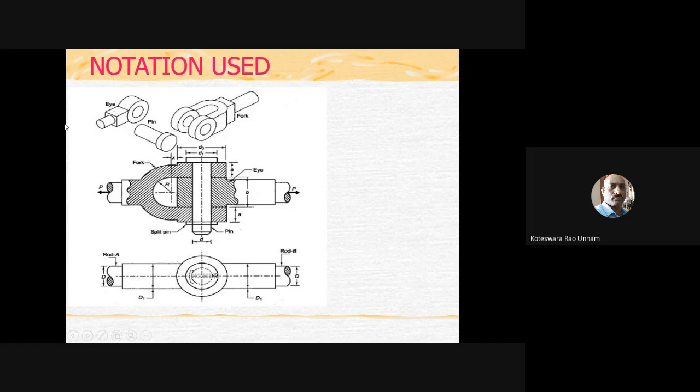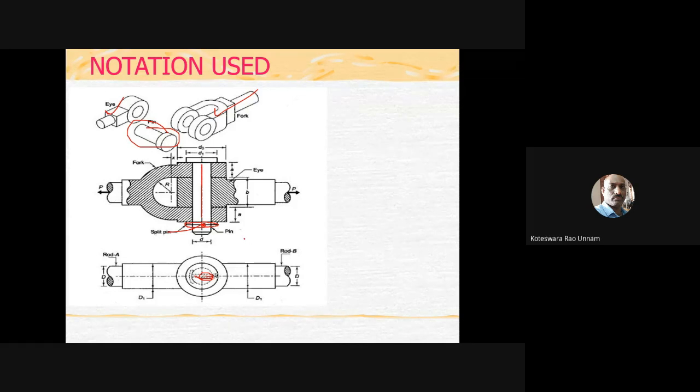Basically, to be precise, there are 4 parts. The tapered pin is also there, maybe he has not shown that here. You can see one is an eye end, this part we call the eye of the joint. Then you have a fork, then you have a pin. For that you have a collar, and one more component, the taper pin, which is inserted here. In this view you can see that this is the tapered pin. So totally you have 5 components.